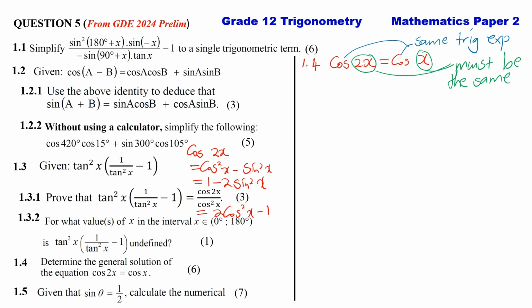I want my equation to have the same trigonometric expression. Given that I have cos on the right, it means out of these 3 options, I'm going to choose one that is cos only. So therefore, cos 2x is going to be substituted with 2 times cos squared x minus 1. So this is equal to the cos of x. Now I have made sure that my equation has got the same angle, which is x, and the trigonometric expression is also the same.